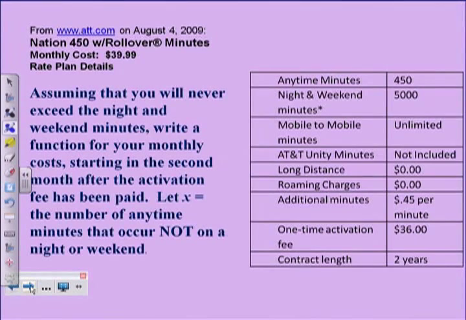Okay, so last semester when I was working on this, we brought this down in my college algebra class and we said, all right, you've got a cell phone plan going here and it's got 450 anytime minutes, 5,000 night and weekend minutes, and if you go beyond your minutes, it's 45 cents a minute. There is a one-time activation fee, but we don't care about that guy. We're going to totally ignore him. We're going to assume you paid him in the first month. And it costs $39.99. Essentially, we can say 40 bucks. So 40 bucks is your monthly fee.